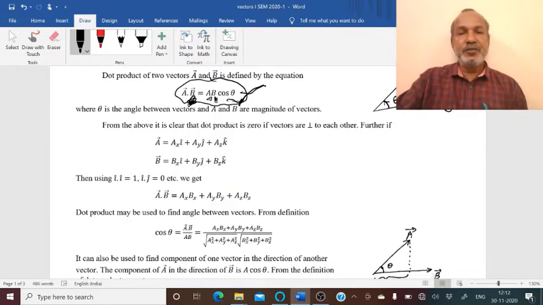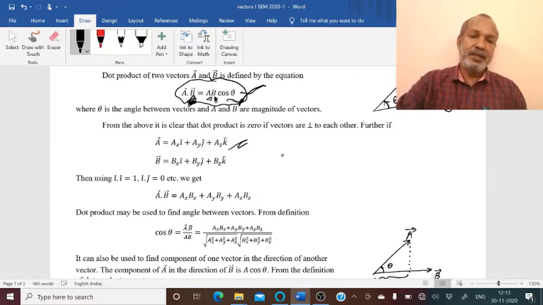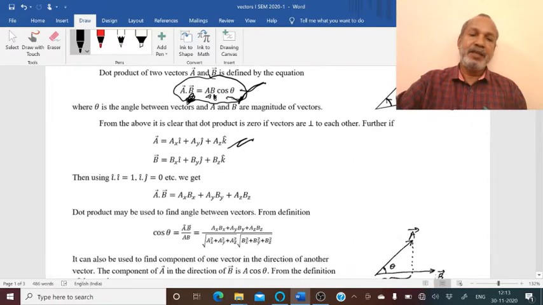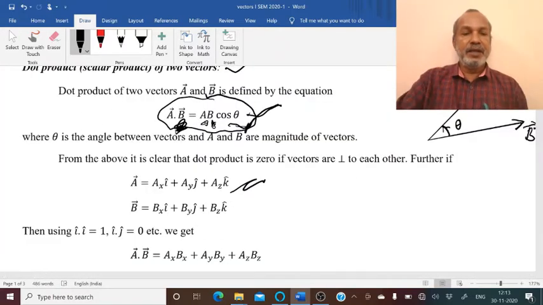Sometimes it is very useful if you write a vector in terms of i, j, k vectors, like this. You can see it here. A is equal to Ax i plus Ay j plus Az k. These i, j, k are the unit vectors in the direction of x-axis, y-axis and z-axis respectively, and this Ax is called x component of the vector A, and Ay is called y component, and Az is called z component of the vector A.